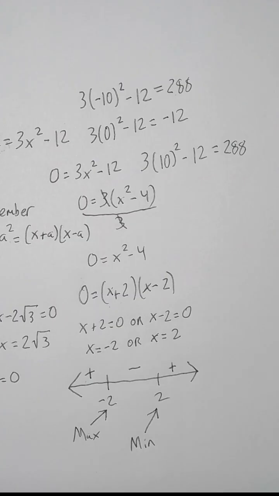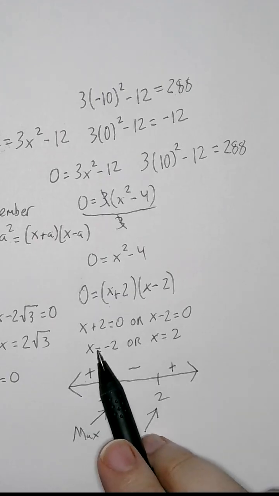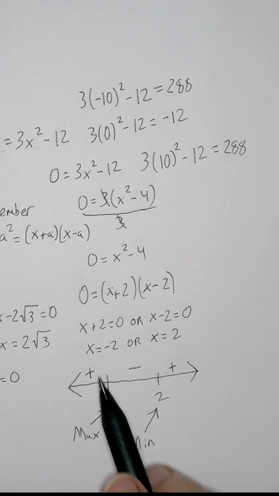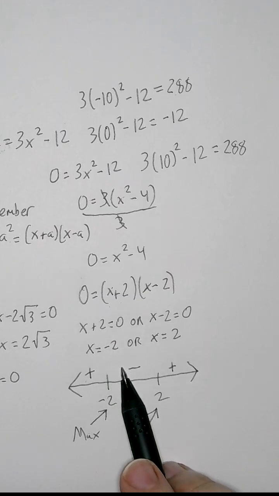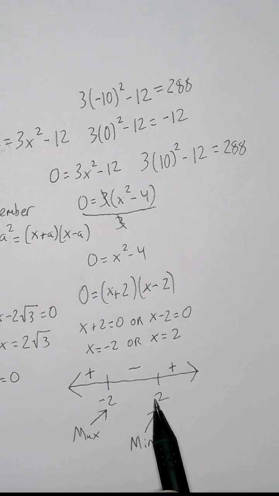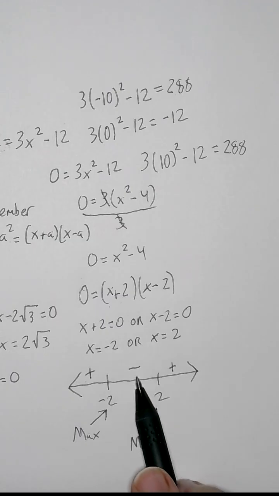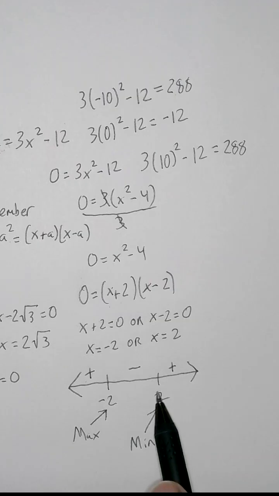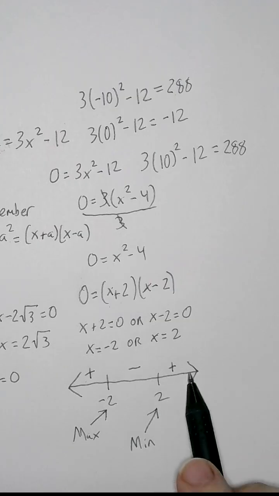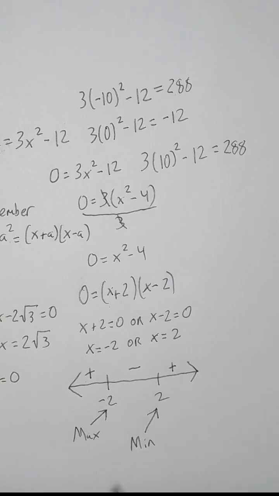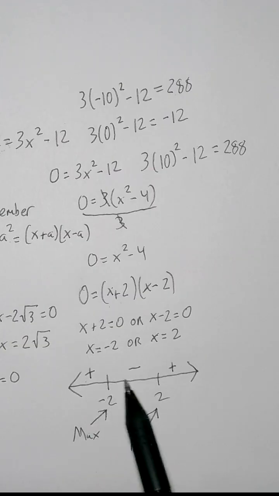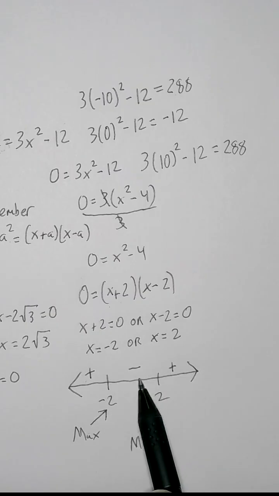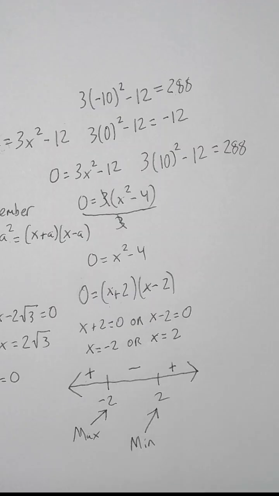So think of it like this. I start by climbing up a hill, and then at -2 I'm at the peak of the hill. So then I have to go back down into the valley. So I go down the hill until I reach the valley, which is at 2, and then I start climbing the hill again. So positive to negative slope is the peak, and negative to positive slope is the valley.